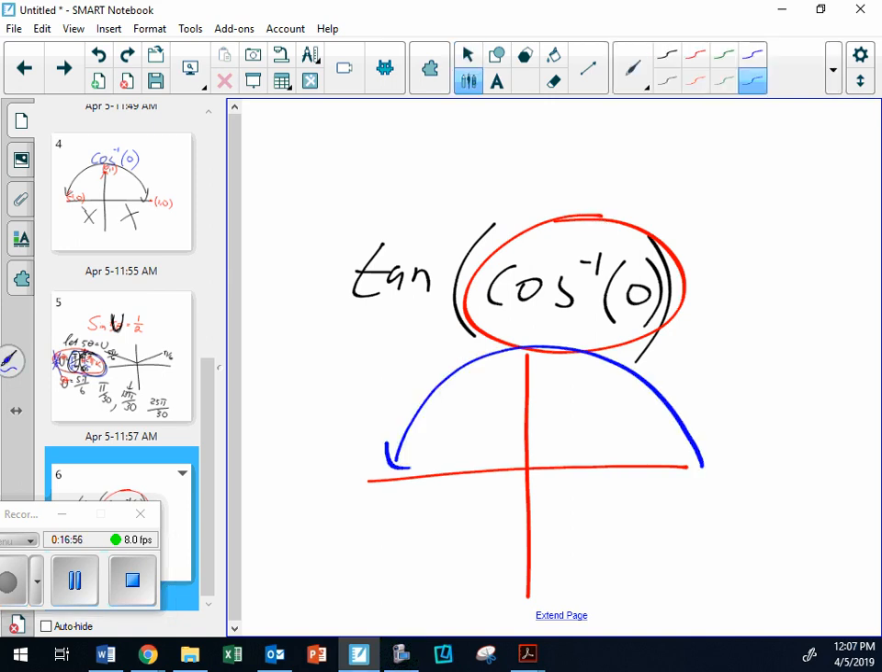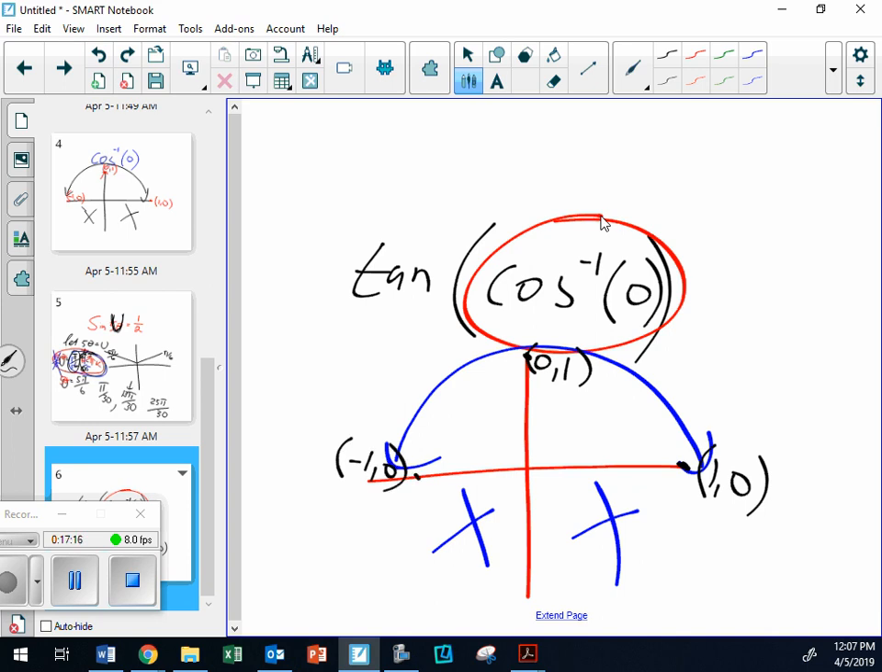Inverse cosine is only allowed from here to here. That's out, that's out. And this is that one where cosine is the x. This one's at 1, 0. This one's at 0, 1. And this one's at -1, 0. And then I quickly figure out, since cosine's the x, that it's this one. And so then, what is the answer? Pi over 2.